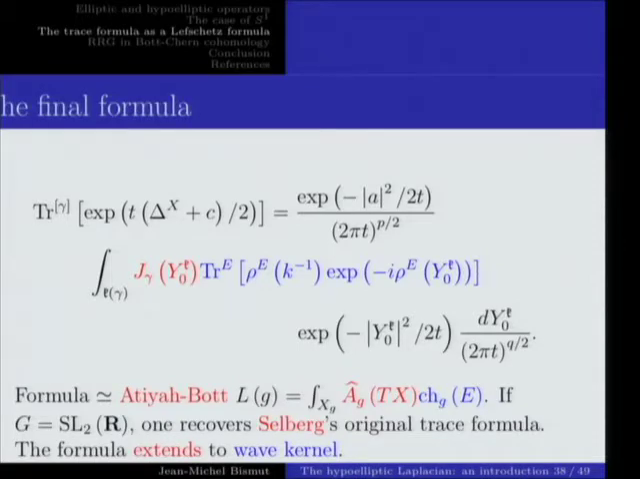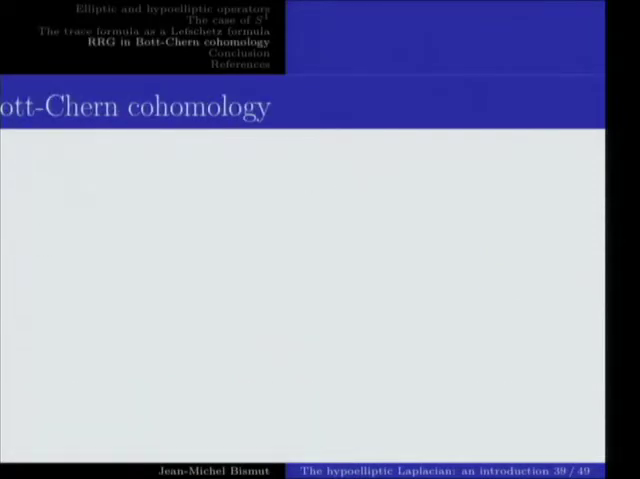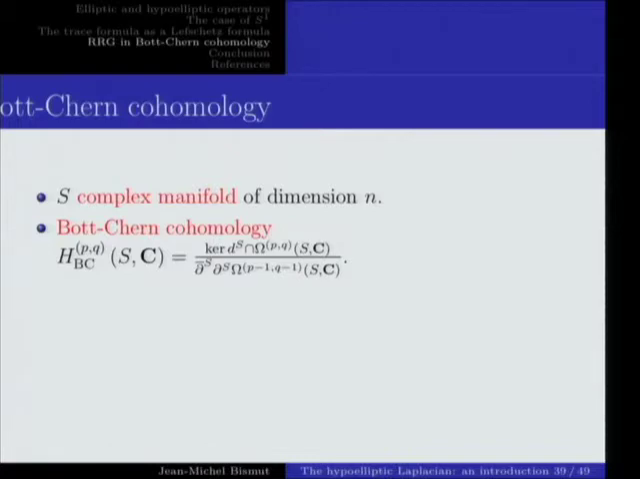Now, let me briefly go to Bott-Chern cohomology. So now I will state a theorem in algebraic geometry, totally independent of the hypoelliptic Laplacian, and I will show you briefly how it can be used to prove it. So let X be a complex manifold of dimension n.